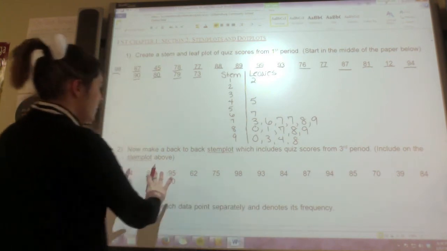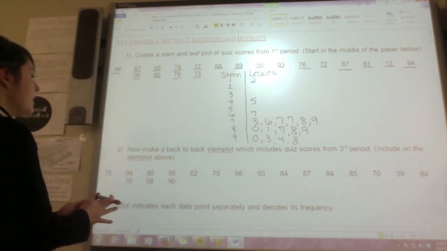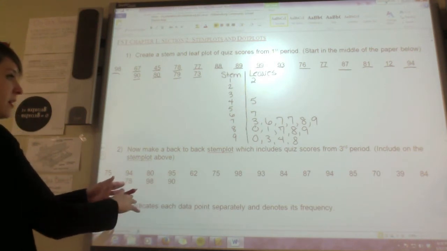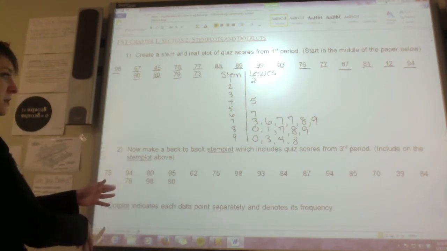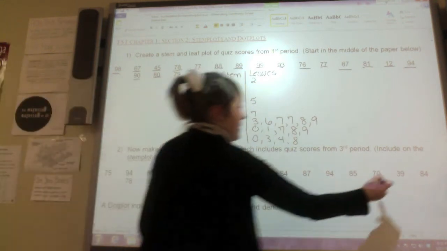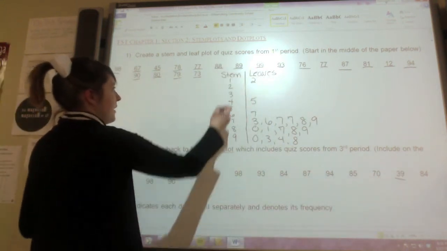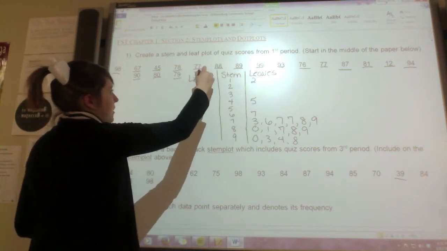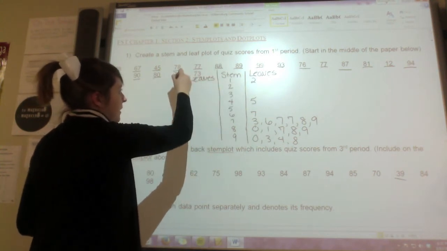So, using the same back-to-back stem plot, I'm going to enter this information. Looks like I don't have any 10s, 20s. I do have a 30 though, I have a 39. Okay, so on my stem plot here, I'm just going to make a new column for my leaves.